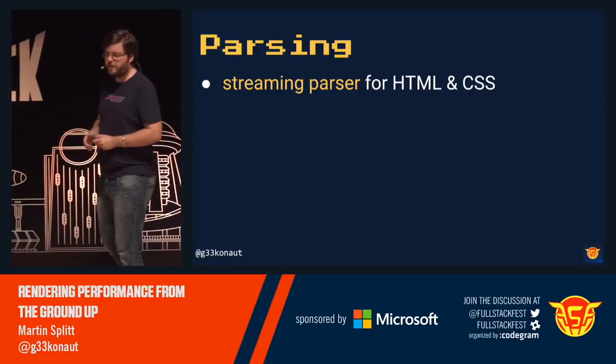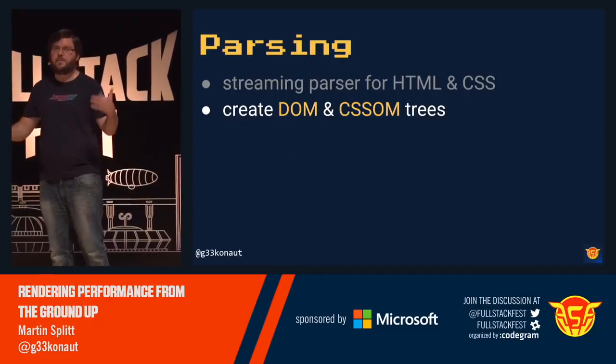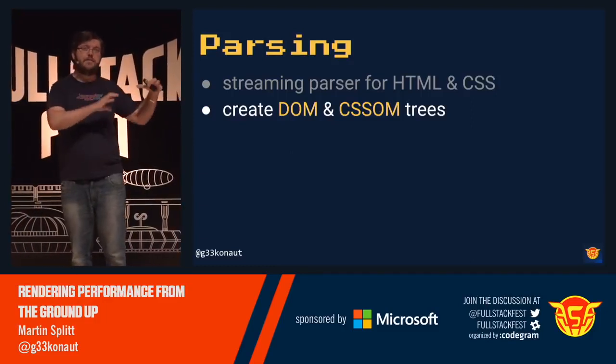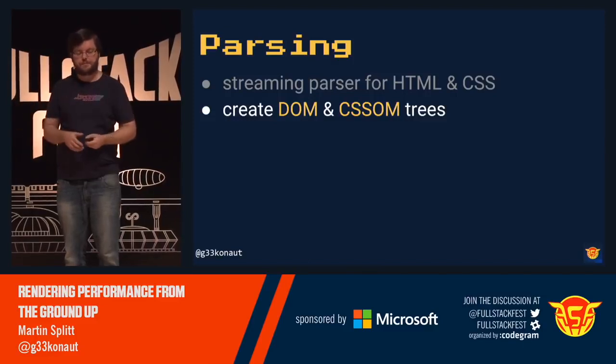So we start parsing them as they come in, and then as they come in, we build these trees. We have two trees. We have this DOM tree, which is the elements and their content, and then we have the CSSOM, which is the visual properties.